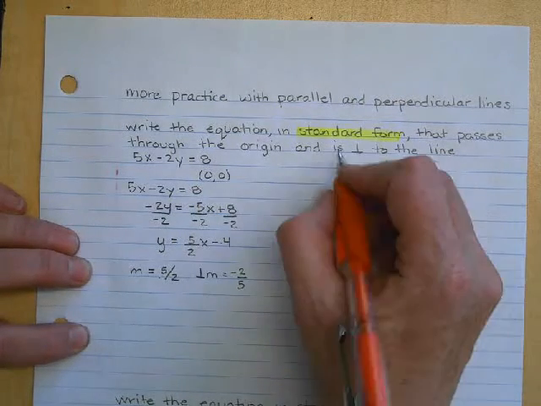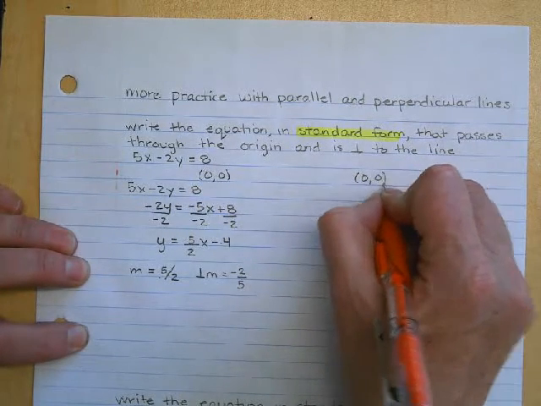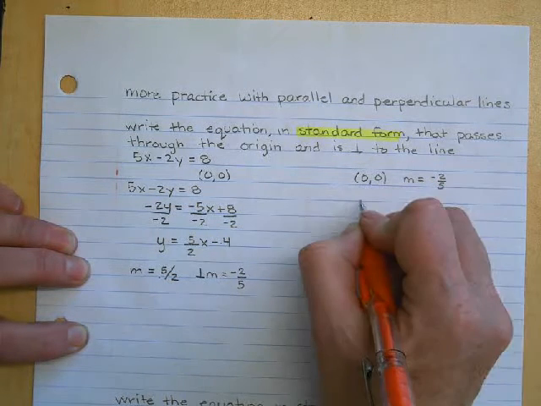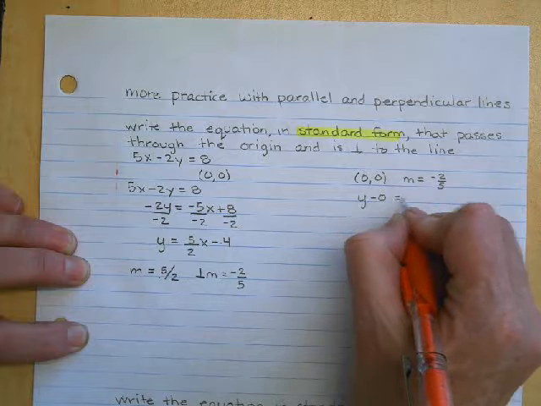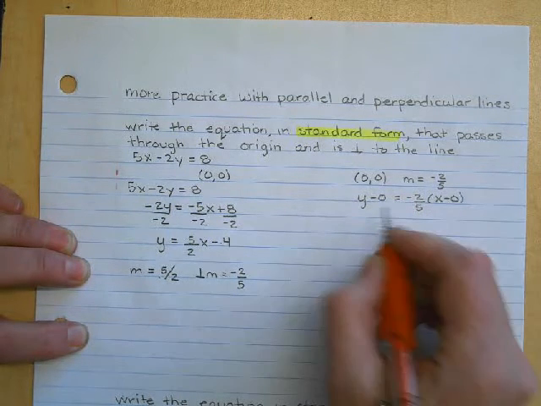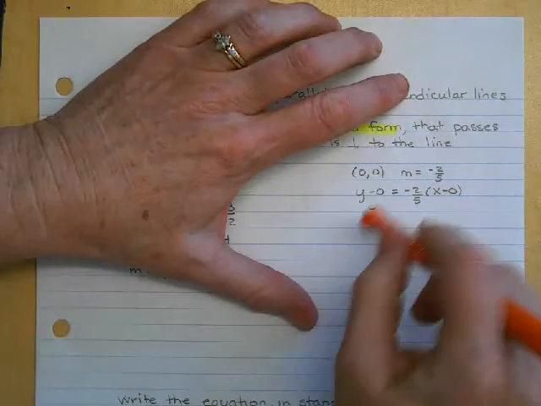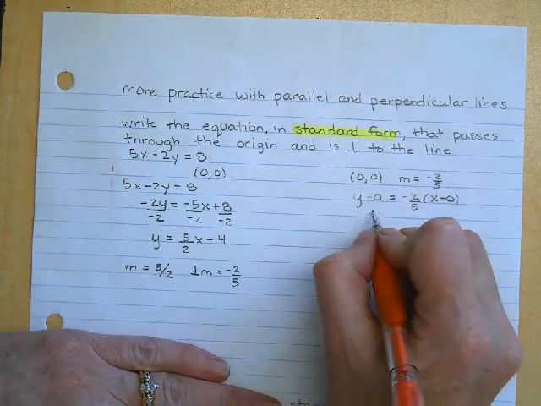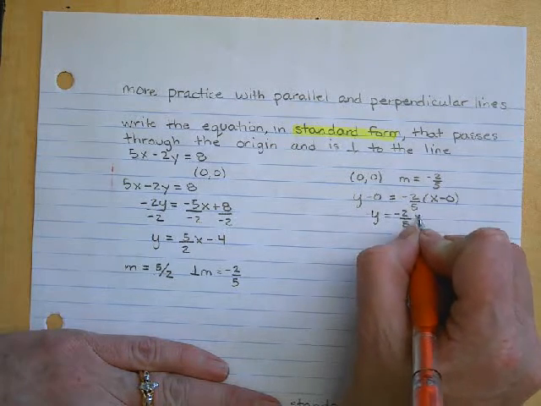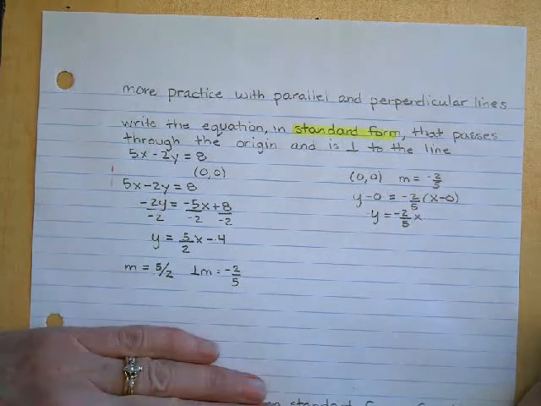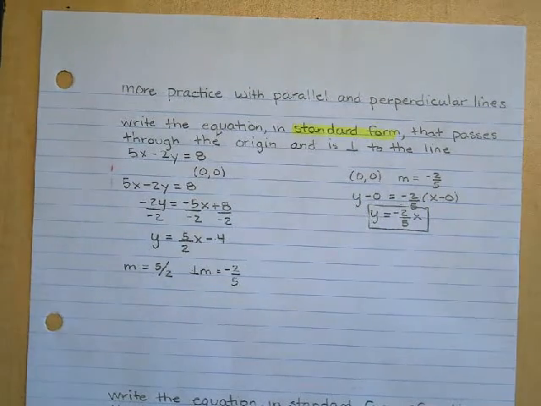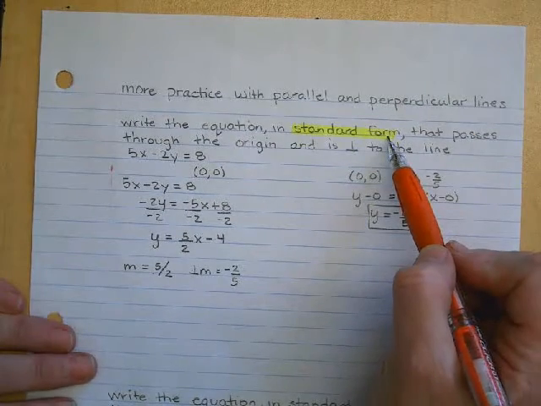Okay, so I have my point. I guess I'll put it over here. And I have my slope. Okay, so now y minus y1 equals m times x minus x1. So y minus 0, that's just y. Negative 2/5 times x is negative 2/5 x. Negative 2/5 times 0 would be 0. So there it is. Oops, but that's in slope-intercept form. And we've got to get it in standard form.